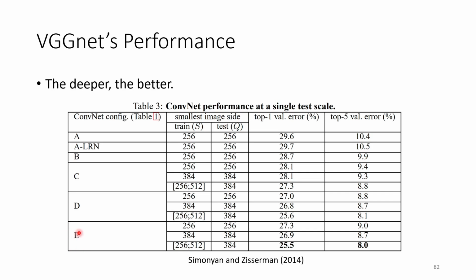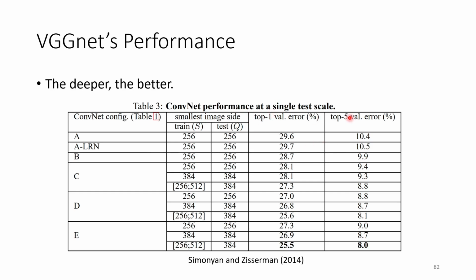This is 19, 16, and this is 13. So if you increase the number of layers and let the network become deeper, the performance becomes better. This is top 1.